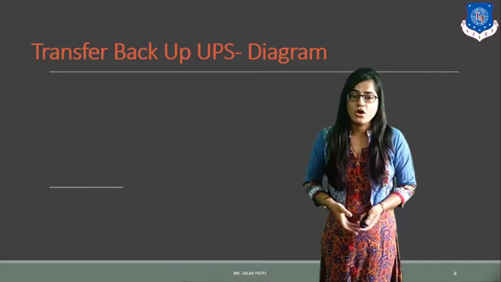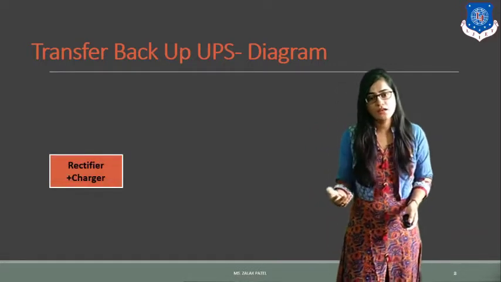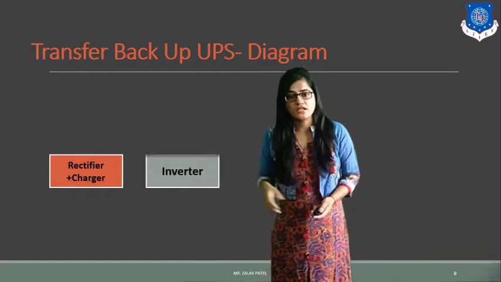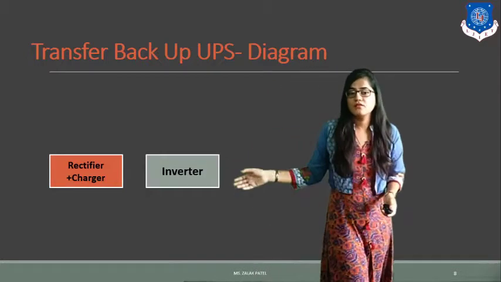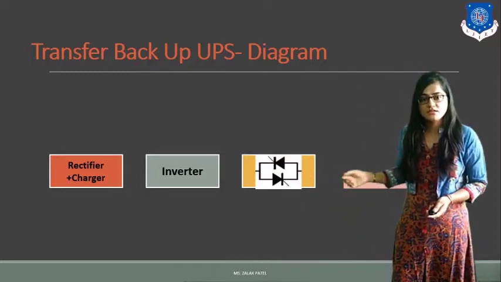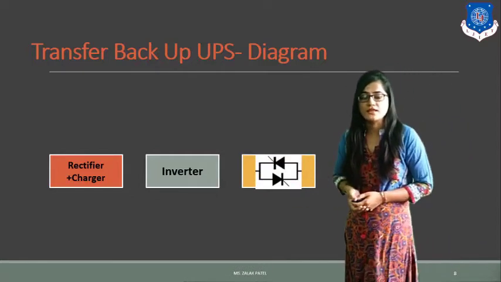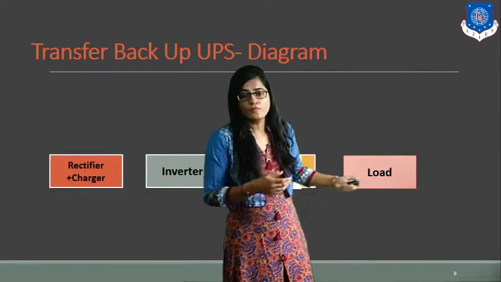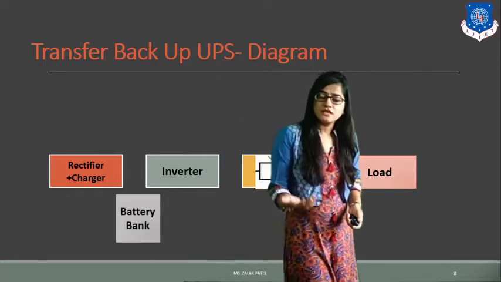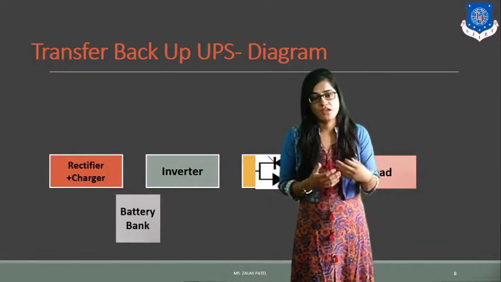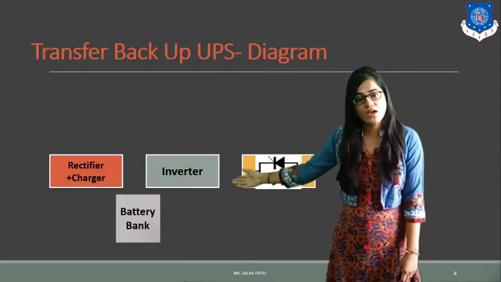Now let's see the block diagram of it. For the block diagram, the first block is the rectifier plus charger. Then it is connected with the inverter. Then the static switch of two anti-parallel SCRs is connected. It is connected further with the load. The load can be of resistive or inductive type. Again, the power saving is possible with the battery bank.